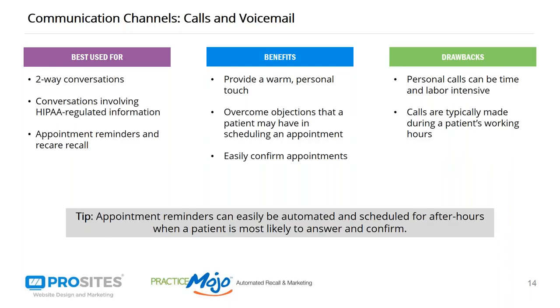So there are some drawbacks to just relying on phone calls and voicemail. One of the tips, though, that we like to share is that if you can automate your reminders, you can actually schedule them after hours. So it's more likely that the person will answer and respond if you're able to call them in the evening when they're actually available to take those calls.